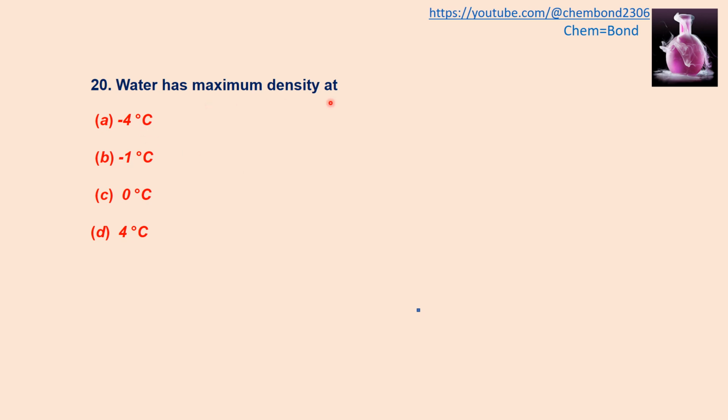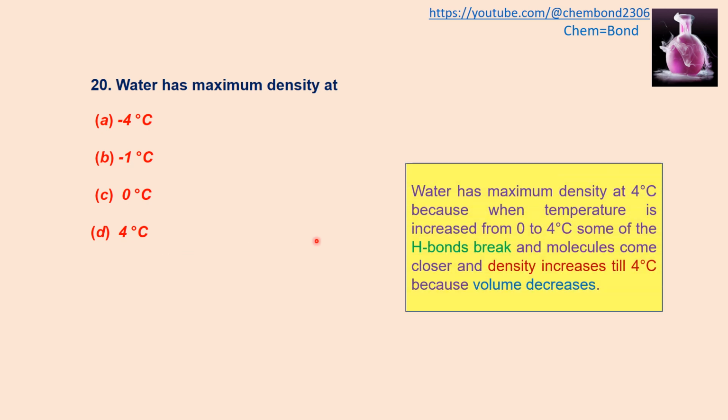Water has maximum density at: minus 4 degrees C, minus 1 degree C, 0 degrees C, or 4 degrees C. Water has maximum density at 4 degrees C because when the temperature is increased from 0 to 4 degrees C, some of the hydrogen bonds break and the molecules come closer, and density increases till 4 degrees C because the volume decreases. When the volume decreases, the density will increase. So 4 degrees C is the correct answer.